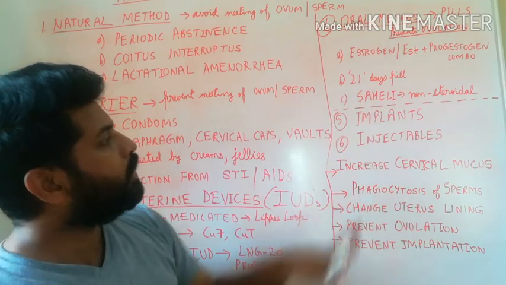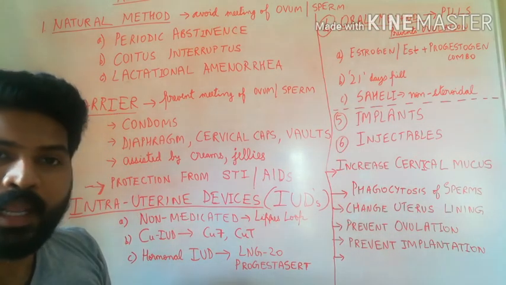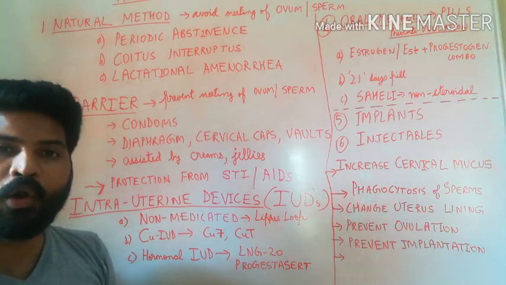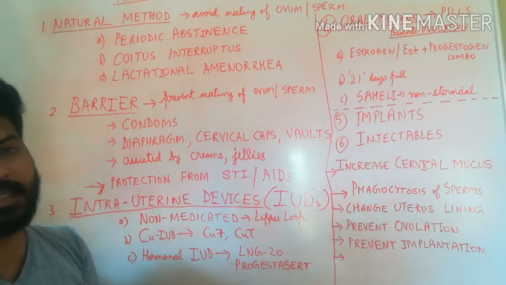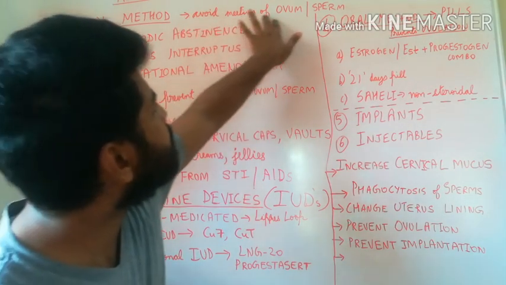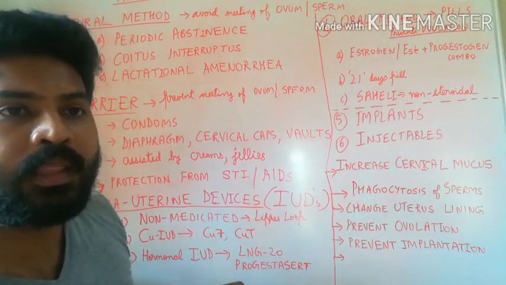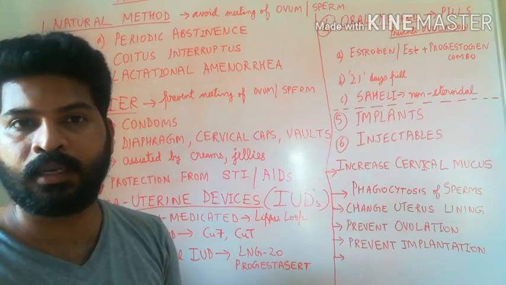So these are all the different contraceptive techniques that are available to avoid pregnancy, unwanted pregnancy, or to delay the duration between two pregnancies. Their mechanism of action is discussed. Their advantages and disadvantages are also discussed in detail.